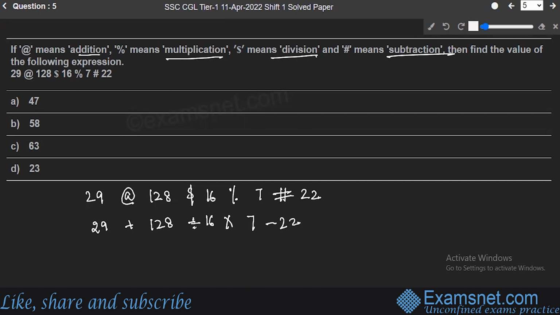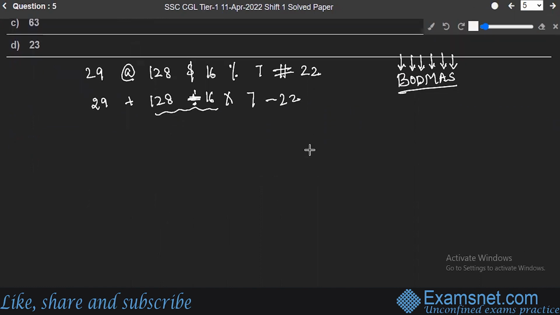So I think you can tell me what we'll be using over here. Of course, we'll be using the BODMAS rule. Correct? BODMAS rule says that you first have to solve the brackets, then of, then division, then multiplication, then addition, and then subtraction. So looking from there, you first of all have to sort out this one. 128 divided by 16. Let's go. I'm dividing 128 with 16. What you will get is 8.